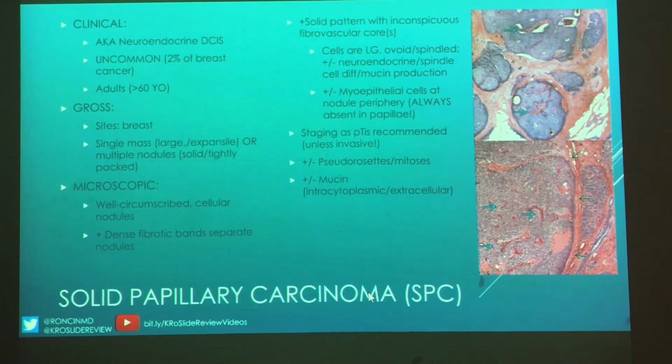Okay, so these are uncommon. This is why we don't see them, right? About 2% of breast cancer, and they're in older women, well, older adults, but again, we see almost everything in women. They're usually a single mass, but sometimes you can have multiple nodules that kind of snowball together. They're well circumscribed, like we saw in our example. They're very cellular, and they have fibrotic bands that separate the nodules of the tumor. So even if it's a single mass, you still might have areas of fibrotic bands in between them.